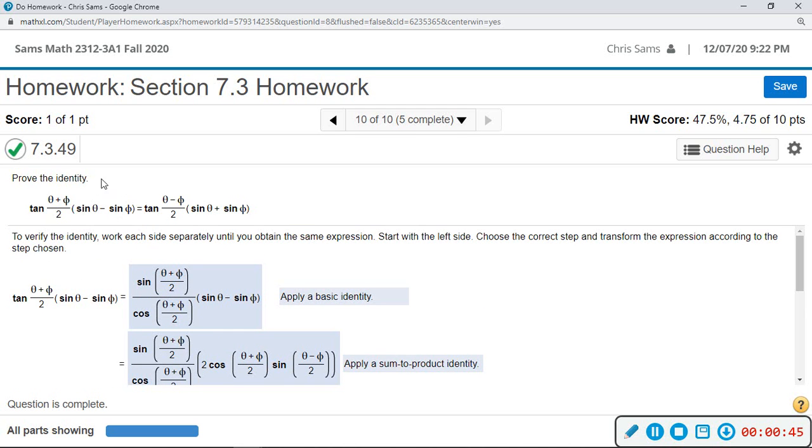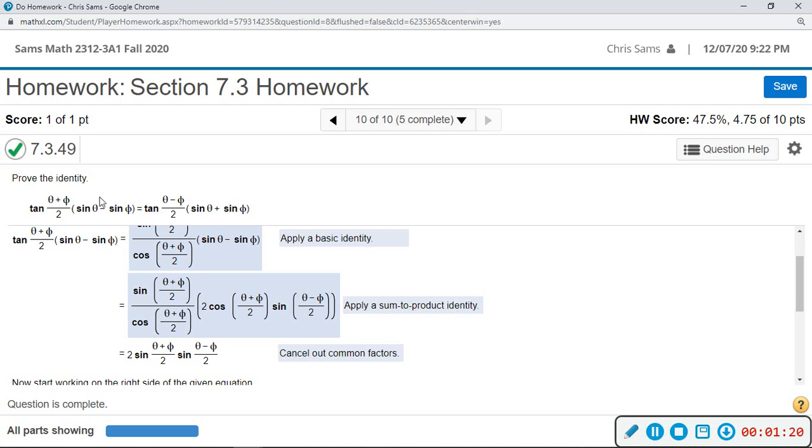So you start with this expression here, and we rewrite tan in terms of sine and cosine. So this is your angle, so you have sine of this angle divided by cosine of this angle. That's what I've done here: sine of theta plus phi over 2, these are the Greek symbols theta and phi, and then cosine of theta plus phi over 2. So that's just rewriting tangent. These two terms stay the same. So it just says apply basic identity.